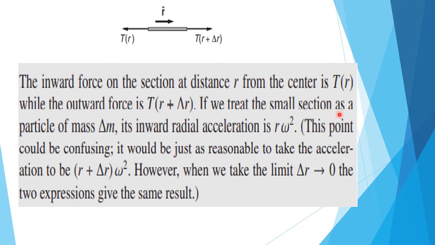Now if we treat the small section as a particle of mass delta m, its inward radial acceleration is r omega square. So r omega square is the radial acceleration of this particular mass, where delta m is the mass of this particle of length delta r.